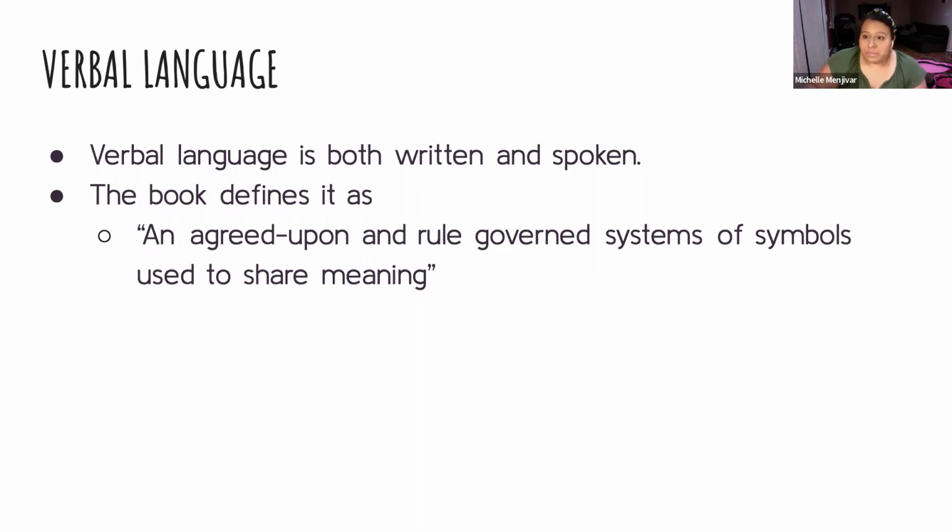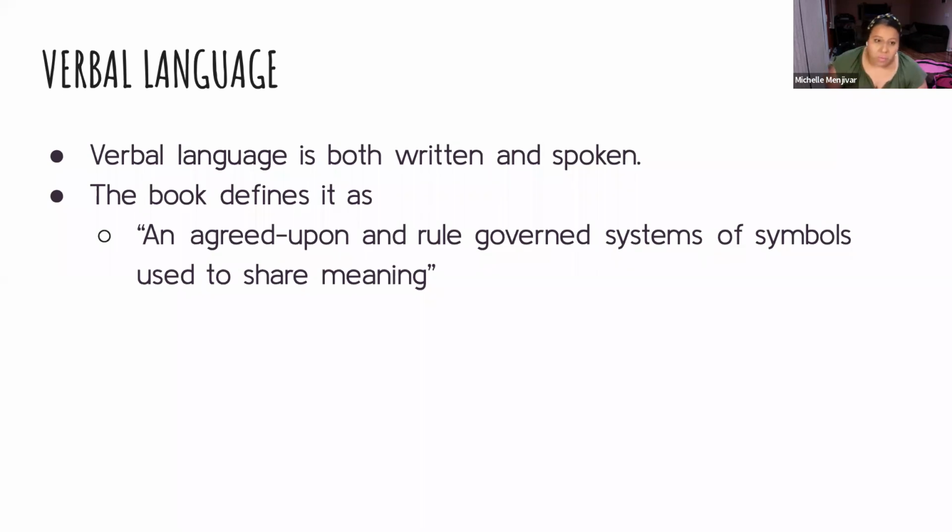Also, language has rules. If you remember going back to elementary school, they taught you rules of language, like the subject, verb, object. So you start with a subject, Billy, and then you are followed with a verb. Billy kicked the ball, subject being Billy, verb being kicked, and the object being the ball, right? There are rules that govern how we use language. And all these rules, all these symbols are used to share meaning.